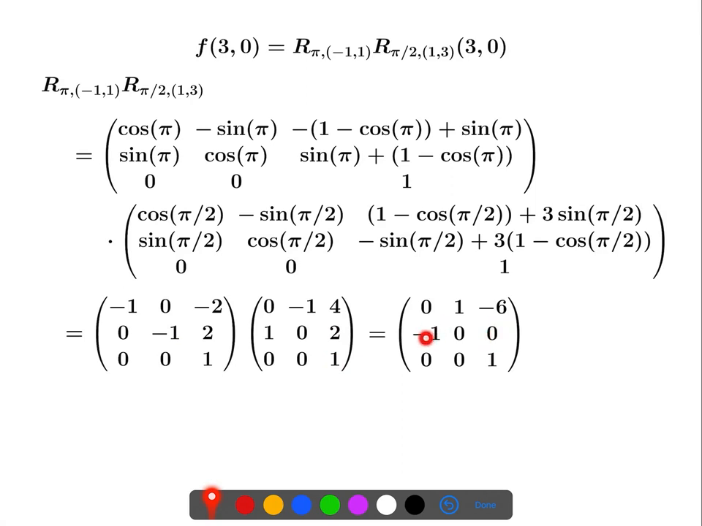Let's take this example. This is in the second row and first column, so I'm going to take the second row and first column and take the dot product. We have 0 times 0 plus negative 1 times 1 plus 2 times 0. So that's just negative 1, and that's where this negative 1 comes from. So I go ahead and do all those computations, and this is the matrix I get. So the product of these two rotations is just this matrix.